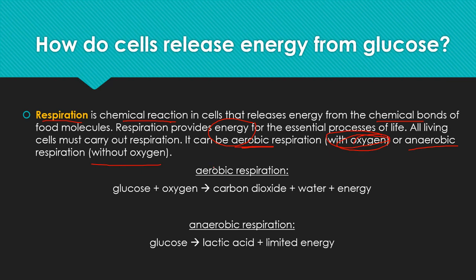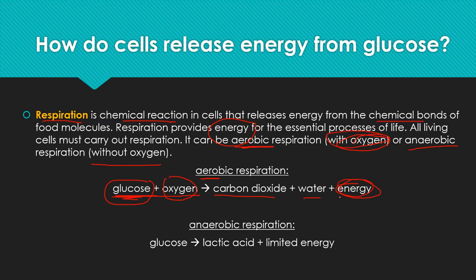Okay, so there's two chemical reactions going on here. Aerobic respiration is with oxygen. So these are the two ingredients that you need for aerobic respiration: glucose and oxygen. The oxygen comes from the air that we breathe. Our bodies can't store oxygen, so we always need to be bringing it in, whereas glucose we can store, so we get it from our food. And then under the process of respiration, the products are carbon dioxide, water, and this all important energy.